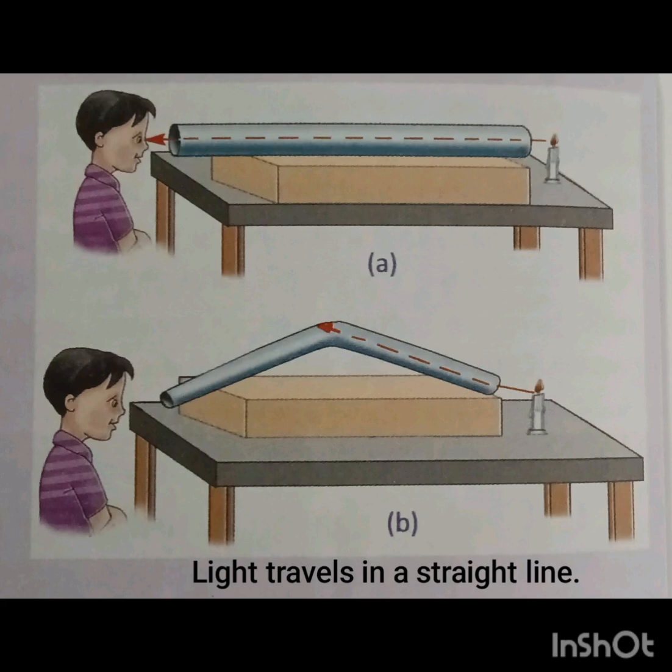Now give a small bend to the tube. Place it between the candle and one of your eyes, keeping the other eye closed. Is the candle visible this time? No. The candle is visible through the straight tube, but it is not visible through the bent tube. This is because light travels in a straight line.